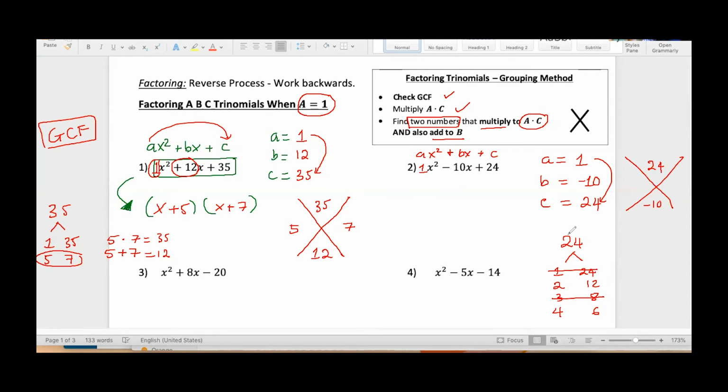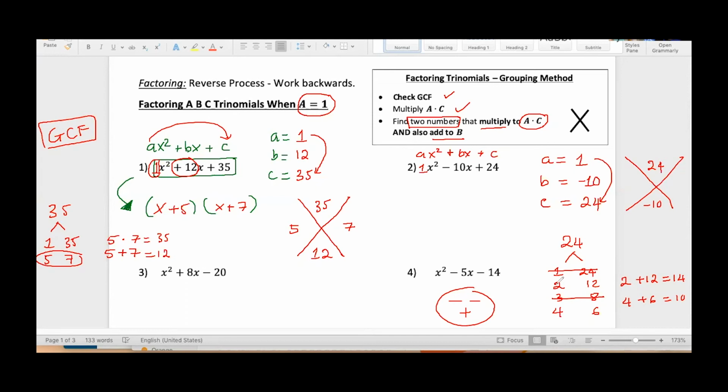So let's pick. If I put 2 and 12, 2 plus 12 is going to give me 14. Okay, that's way too big. If I do 4 plus 6, it does give me 10. But wait a minute, I need -10. So that's telling me that I have to play with the numbers. So remember, to get a positive number when you multiply, a negative times a negative also gives me a positive.